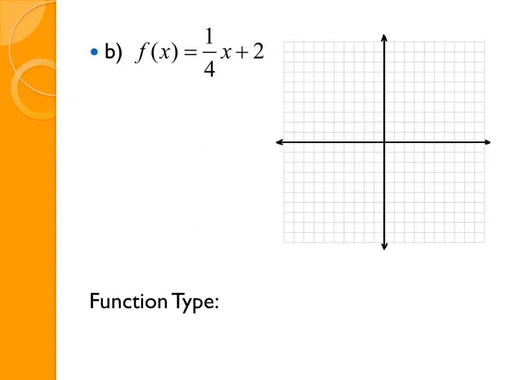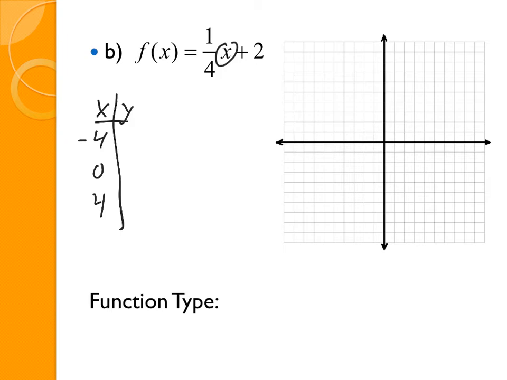B, we're going to make a t-chart again. So my t-chart is going to be x, y, and I have a denominator of 4, so multiples of 4 would be the easiest thing to use. You don't have to, but it just makes it easier.